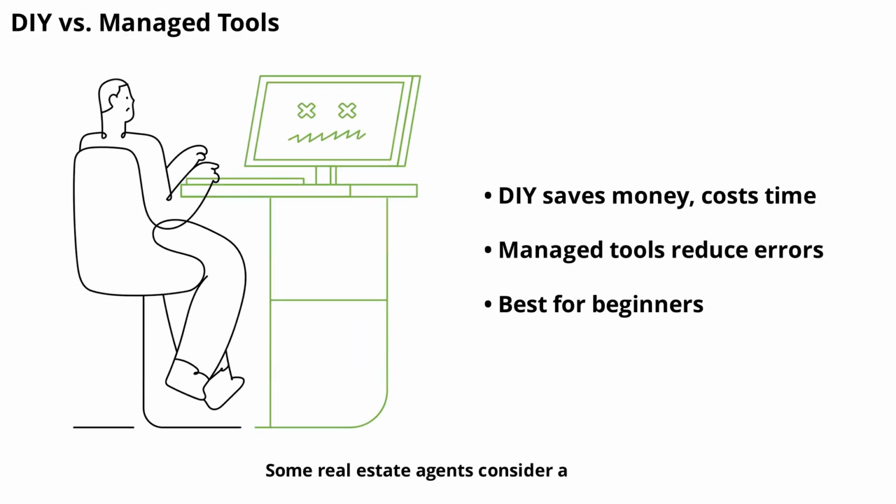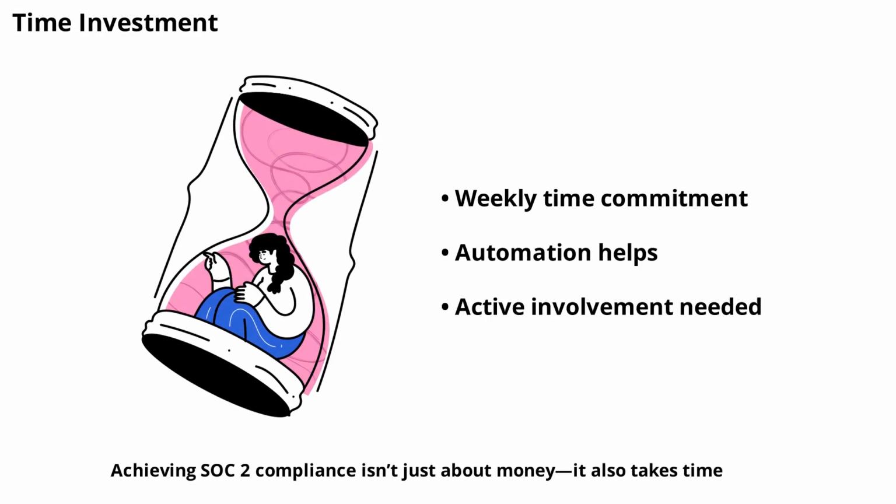Some real estate agents consider a do-it-yourself approach to SOC 2 compliance using spreadsheets and manual checklists. While this can save money up front, it often requires more time and expertise. Managed SOC 2 tools, on the other hand, streamline the process and reduce the risk of errors, making them a better choice for most beginners. Achieving SOC 2 compliance isn't just about money, it also takes time. Expect to spend several hours each week on documentation, training, and monitoring, especially in the early stages. SOC 2 tools can help automate many tasks, but your involvement is still essential for a successful audit.